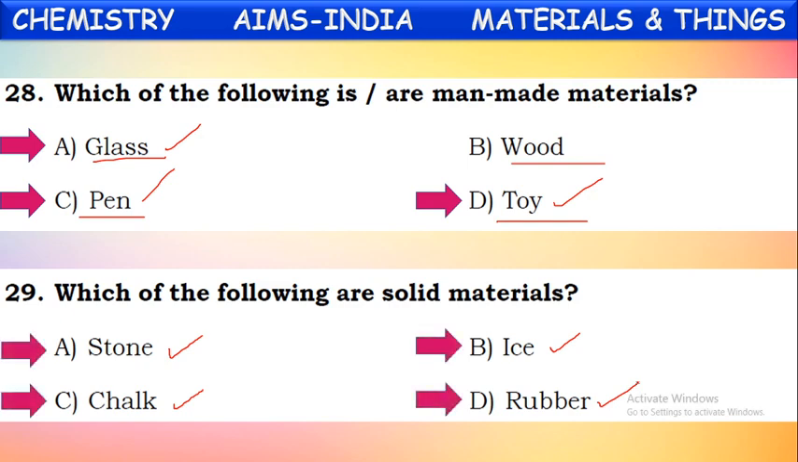So in multi-correct answer type questions, all four options can also be correct answers. You have to observe all the options carefully and select all the correct answers. Then only will that answer be considered correct. Okay, next question.